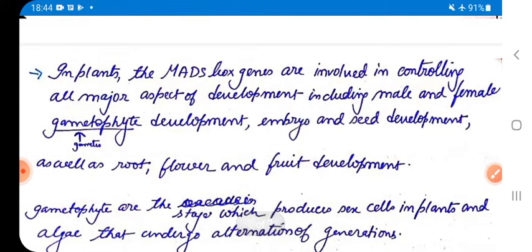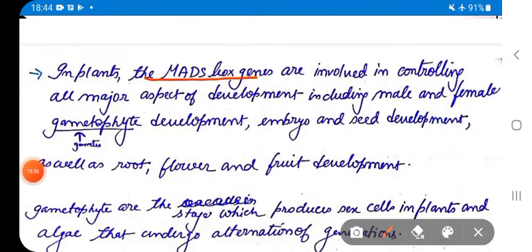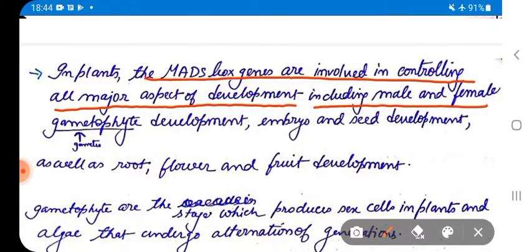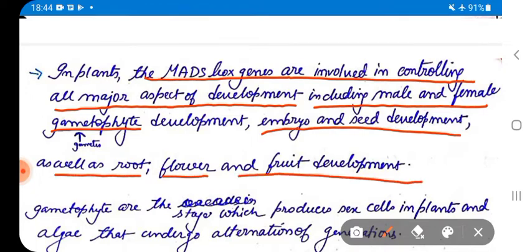Now come to the plants. In plants, these MADS box genes are involved in controlling all the major aspects of development, including male and female gametes, embryo and seed development, as well as root, flower, and fruit development. That's why MADS box genes are found everywhere, also in plants. The genes which have this MADS box sequence are involved in many aspects of development in plants, like male and female gametophyte development, embryo and seed development, as well as root, flower, and fruit development.